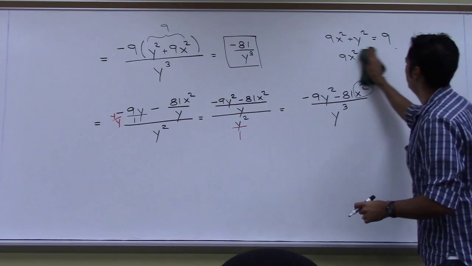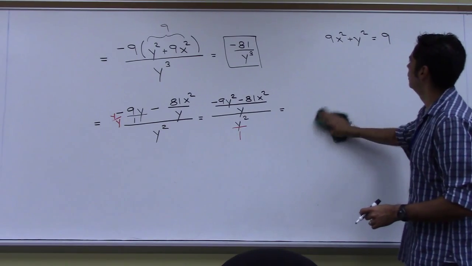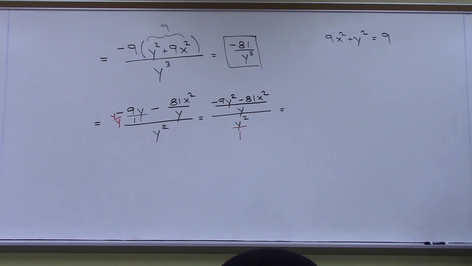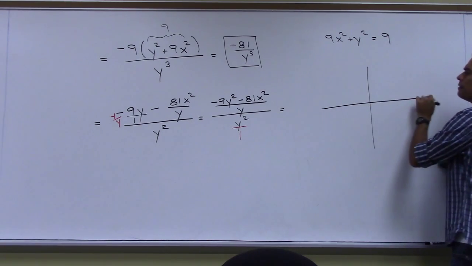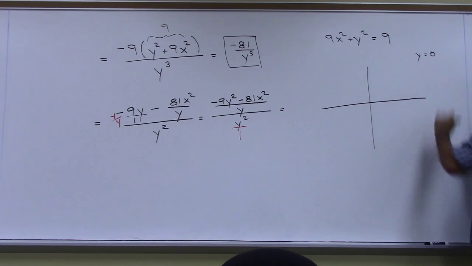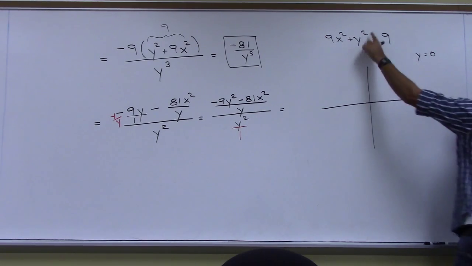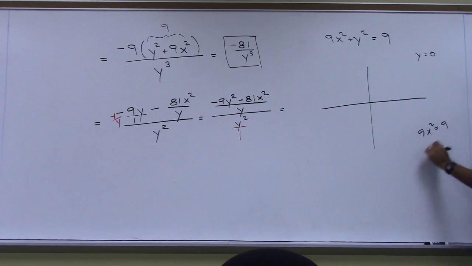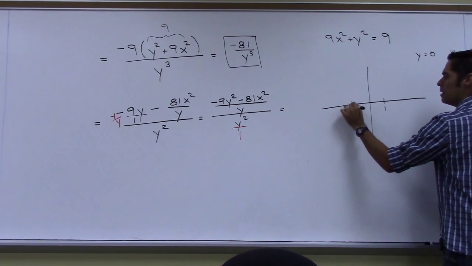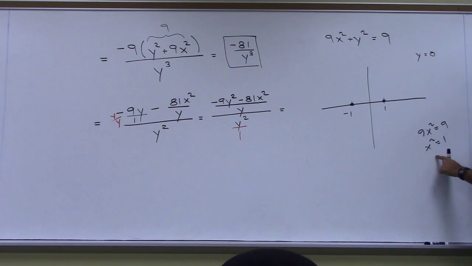Does anybody know what that curve is? The original problem? Isn't it almost like a circle? Oval, ellipse. Yeah, ellipse. Let's see. What would happen if I let y be 0? If y is 0, you have 9x squared equals 9, so x squared equals 1. So x is plus or minus 1. So it could be here or here. Y is 0, x is positive or negative 1.